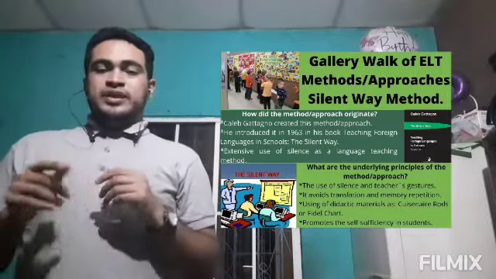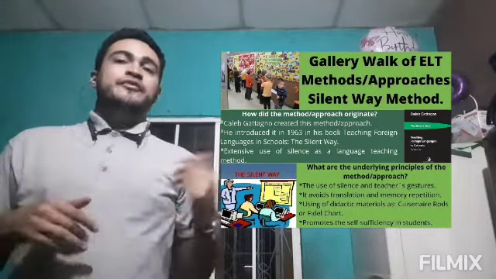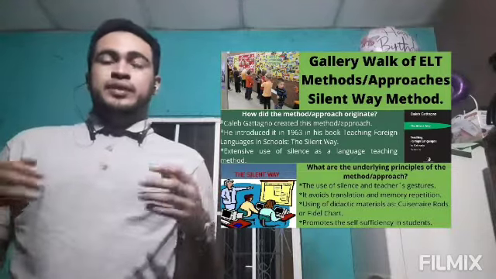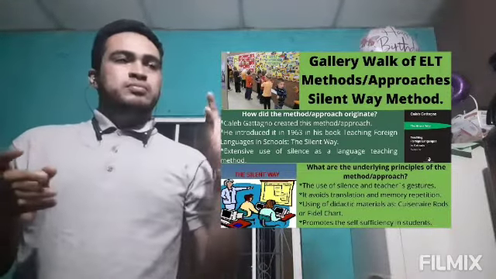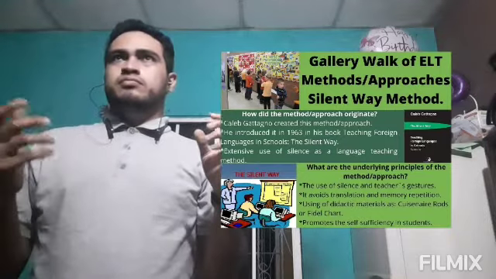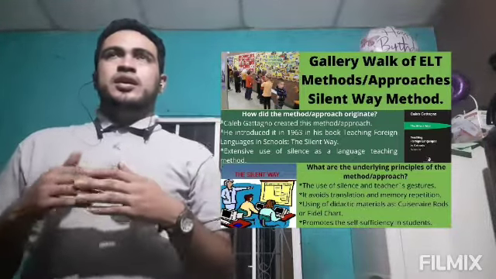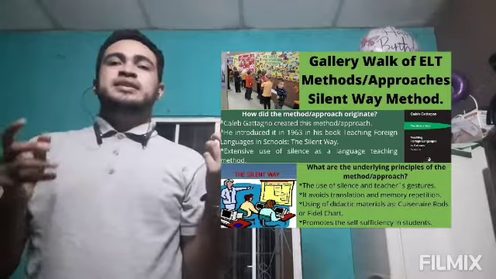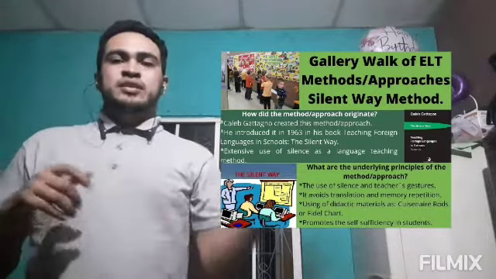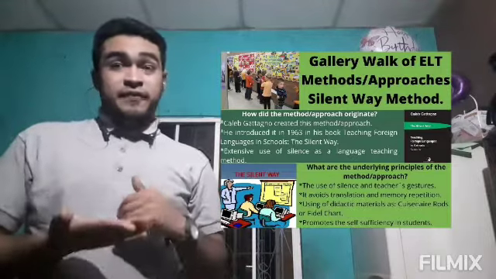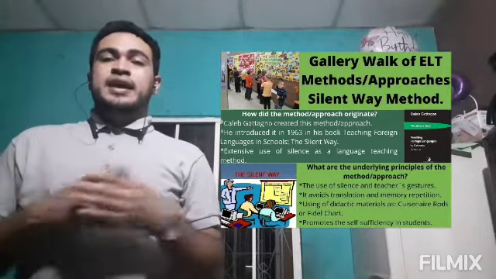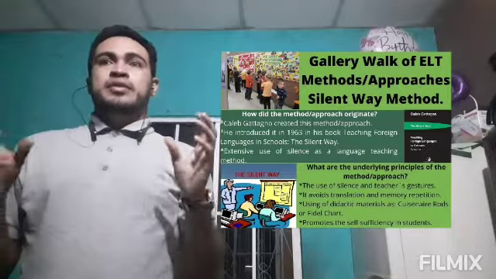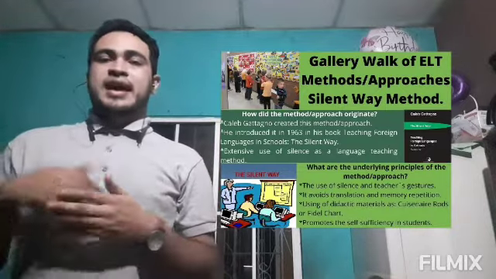Also, the use of didactic materials such as Cuisenaire rods or the Fidel chart. But what are those Cuisenaire rods? Those rods come in different colors and sizes, and this material provides the basic learning about colors, sizes, and directions. The Fidel chart provides the knowledge about symbols in English, for example phonetics or grammar, etc.